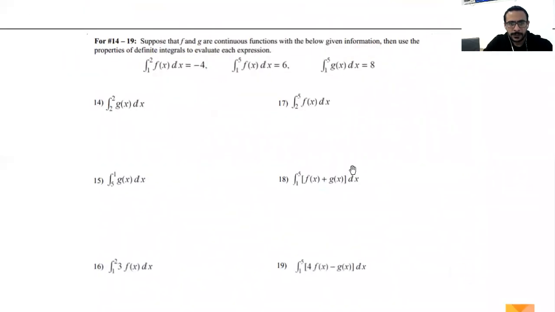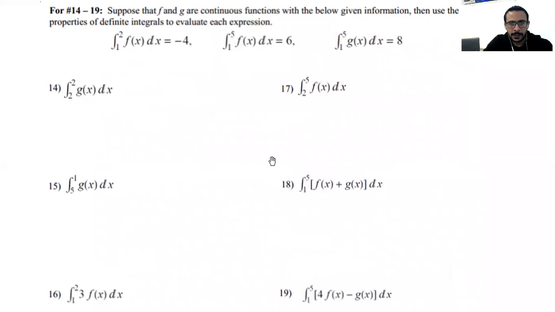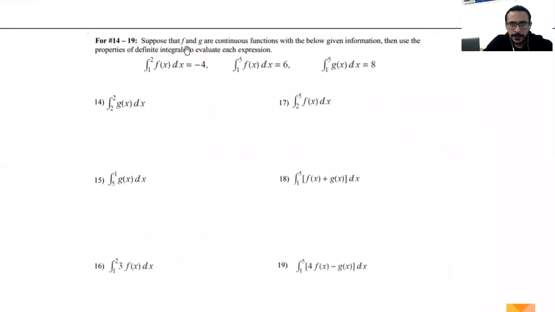14 and 15 until 19. Suppose that f and g are continuous functions with the given information. Then use the properties of definite integrals to evaluate each expression. Focus. The integral of f of x from 1 to 2 equals negative 4, from 1 to 5 equals 6, and for g of x from 1 to 5 is 8.